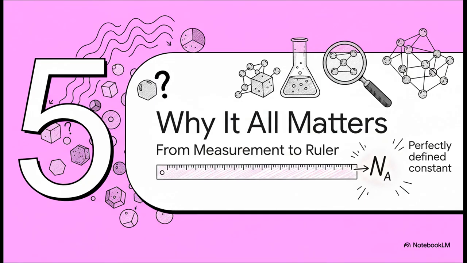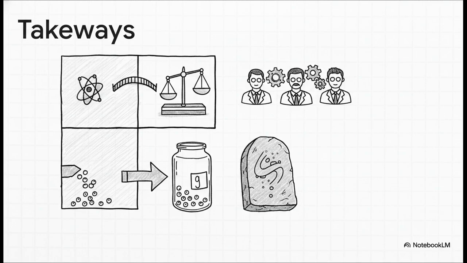So, let's pull all this together. What does this whole journey mean? Why does this matter? First off, the mole is the absolute bedrock for chemists. It's how they count atoms by weighing them. Second, remember that Avogadro's number wasn't some flash of genius from one person. It was built over a century by a whole team of scientists. Third, that seemingly random number, 6.022 times 10 to the 23rd, is the magic key that links our everyday scale of grams to the invisible scale of atoms.